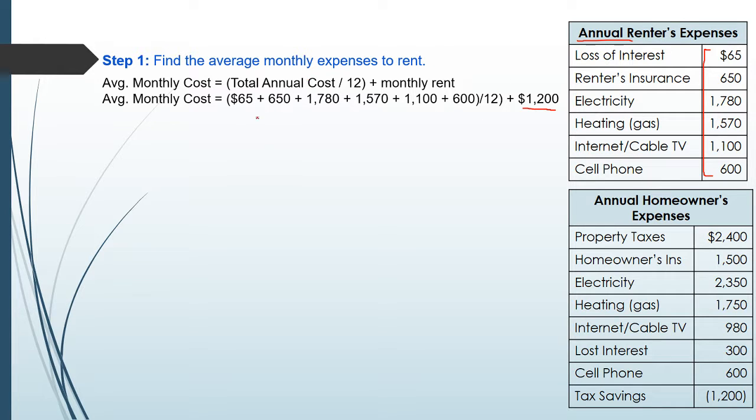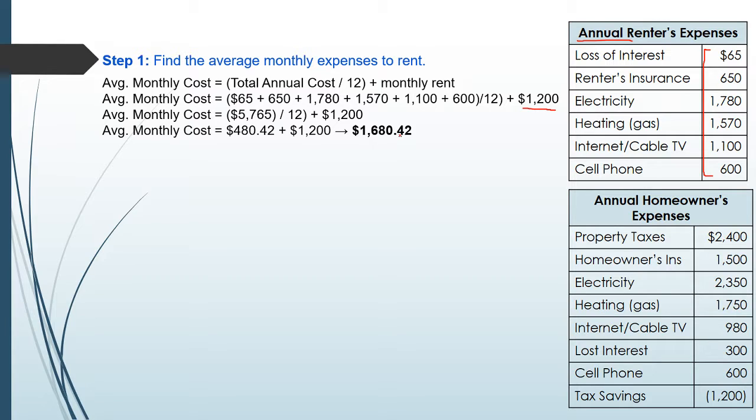Based on the previous slide, the monthly rent Jackson was paying was $1,200. So we're going to add 65 plus 650 plus 1,780 plus 1,570 plus 1,100 plus 600. We get $5,765. Divide that by 12 and then add 1,200 to it. So the monthly cost to rent is $1,680.42.